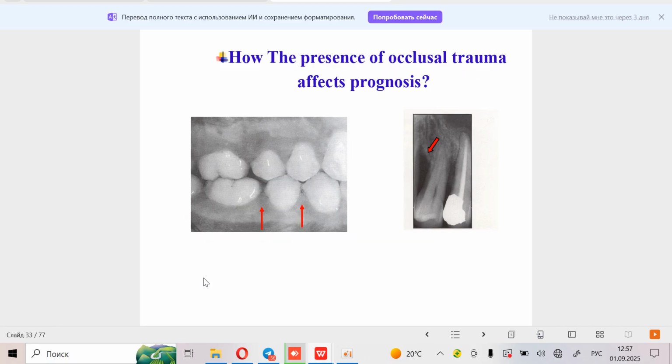How does the presence of occlusal trauma affect prognosis? If we determine an occlusal trauma in the oral cavity of a patient, it aggressively destroys periodontal tissues, which leads to vertical resorption. Now you can see vertical resorption and the formation of an intraosseous pocket. This is an intraosseous pocket.